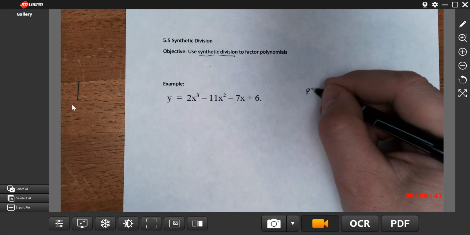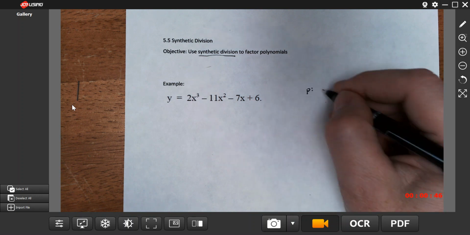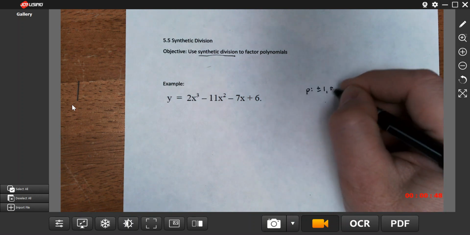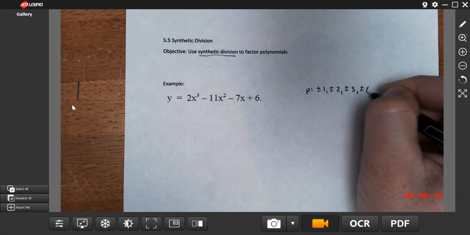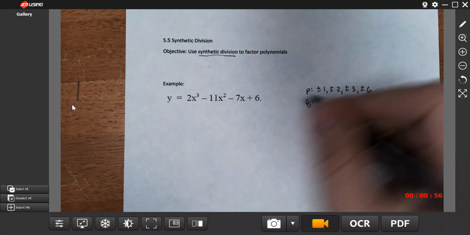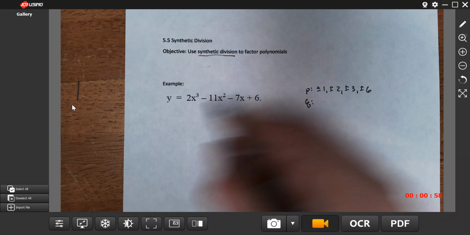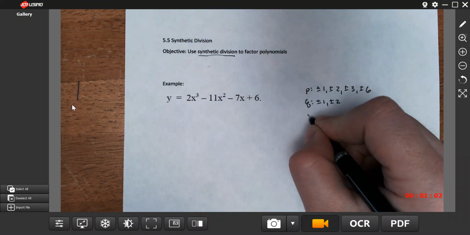So we make a list of the possible p's, which is the factors of the constant term. That would be plus or minus 1, plus or minus 2, plus or minus 3, and plus or minus 6. And then make a list of all the possible q values, which is the factors of the leading coefficient. That would be plus or minus 1 and plus or minus 2.